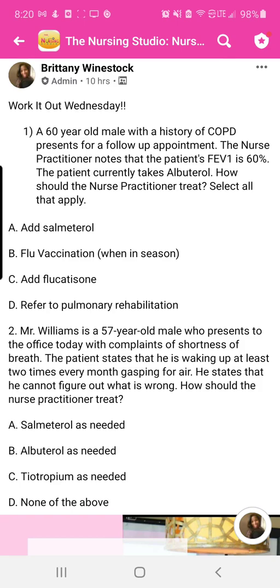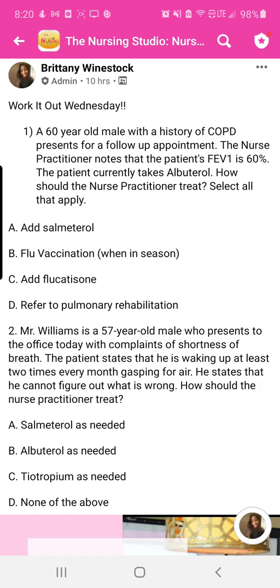So question number 1 states, a 60-year-old male with a history of COPD presents for a follow-up appointment. The nurse practitioner notes that the patient's FEV1 is 60%. The patient currently takes albuterol. How should the nurse practitioner treat?